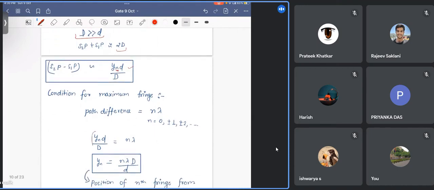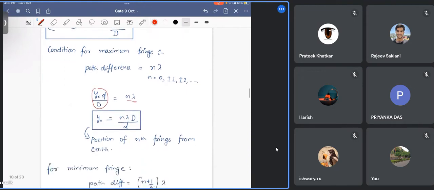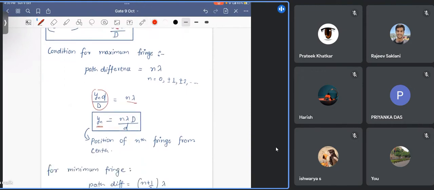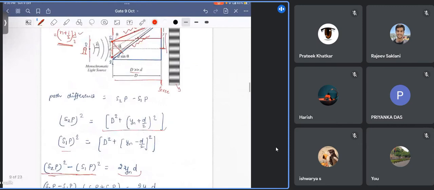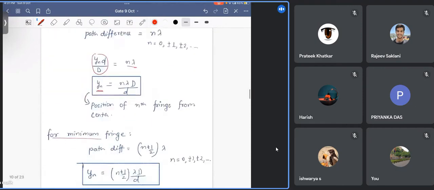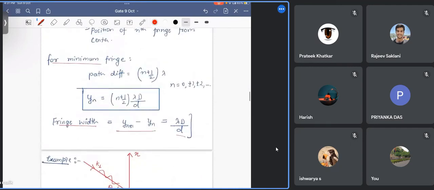So whenever we put this path difference yd by D equal to n lambda, the position of the nth bright fringe will become n lambda D by d. And similarly for minimum fringes. And fringe width will represent, we just take, this is the fringe width. Or you can say it is the distance between two bright fringes. So you calculate the position of the first fringe and then the position of the next fringe, and you just subtract them to calculate the fringe width.